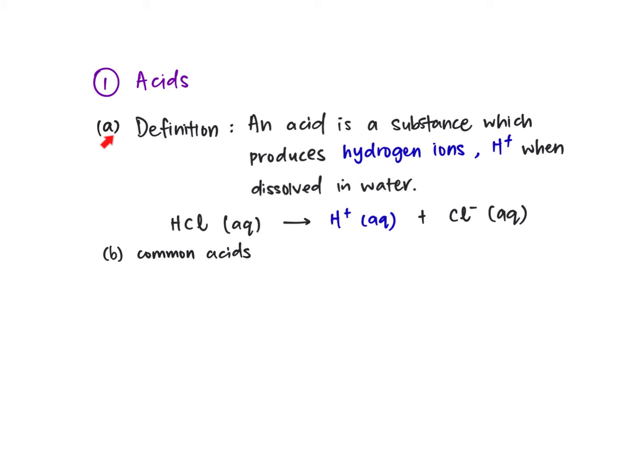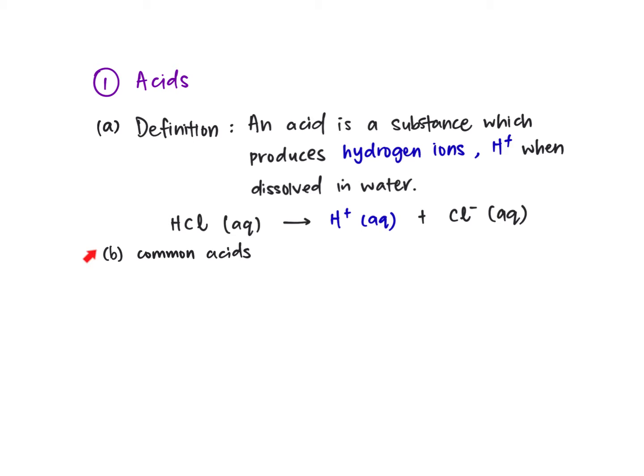The definition of acid: it is a substance which produces hydrogen ions with a formula of H+ when dissolved in water. So as seen in this equation, hydrochloric acid, formula of HCl, when dissolved in water, aqueous, this means dissolved in water, hydrogen ions is released, and this is called an ionic equation.